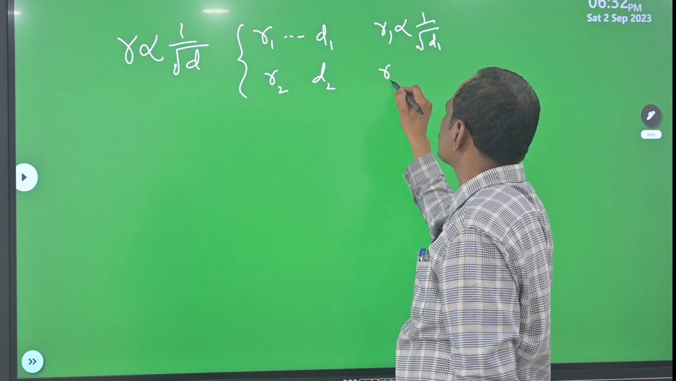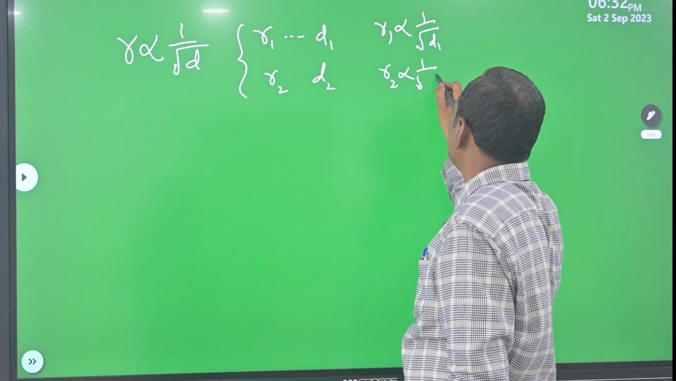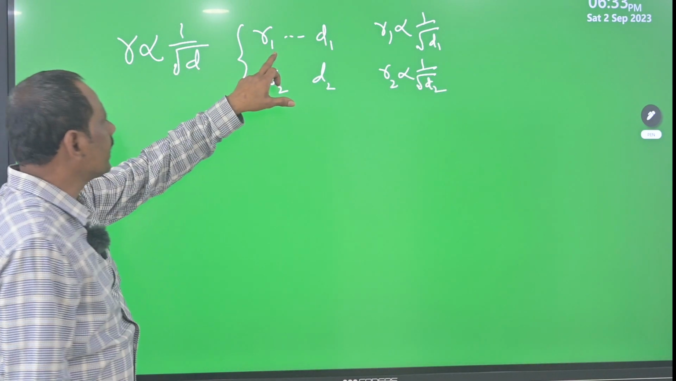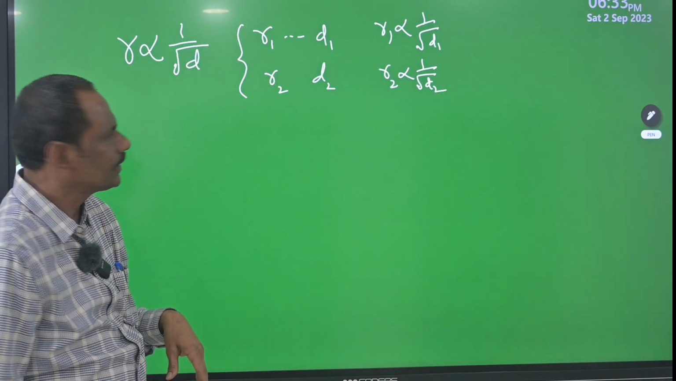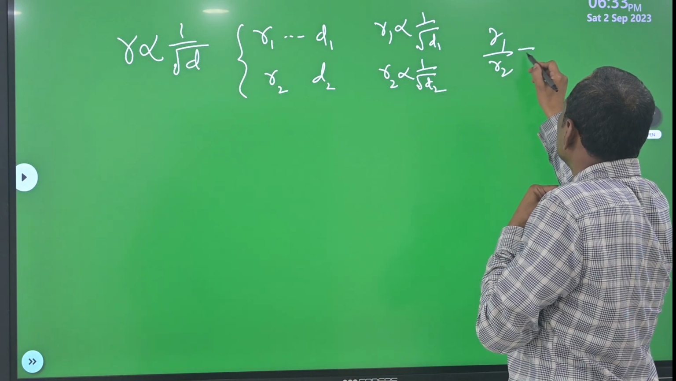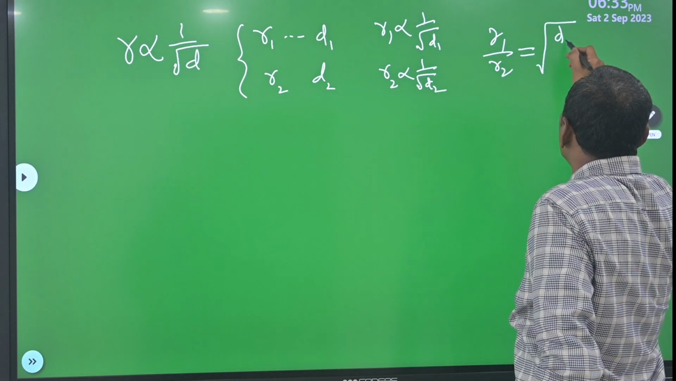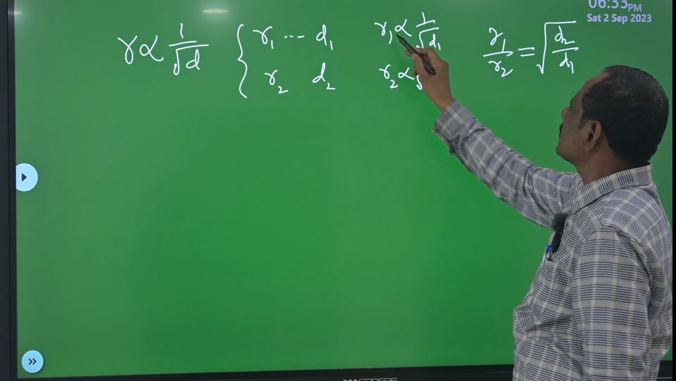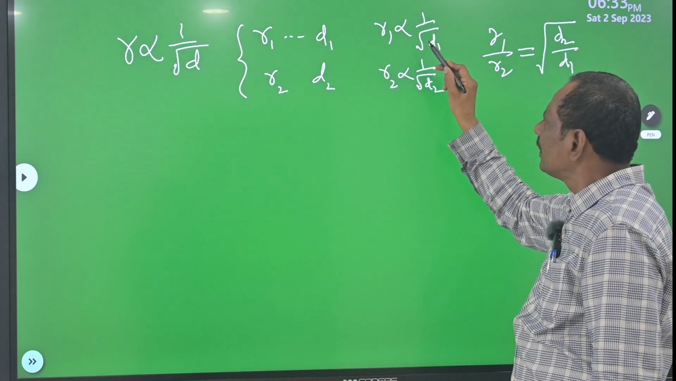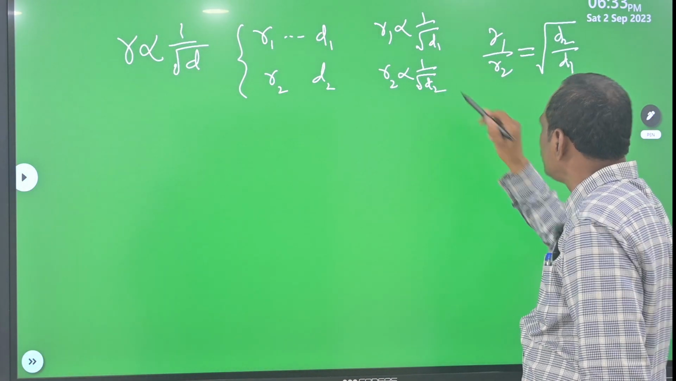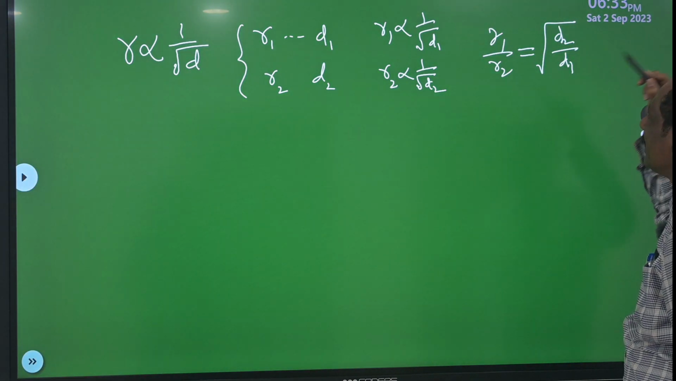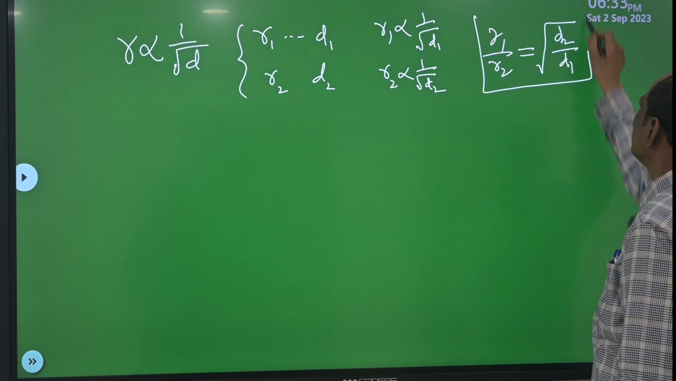Then, according to Graham's law, R2 is proportional to 1 by root D2. Therefore, if you compare the rate of diffusion of the first gas to the second gas, then R1 by R2 is equal to root of D2 by D1, because R1 is inversely related to the square root of D1 and R2 is inversely related to the square root of D2. Therefore, R1 by R2 is equal to root of D2 by D1. It is the first relation.